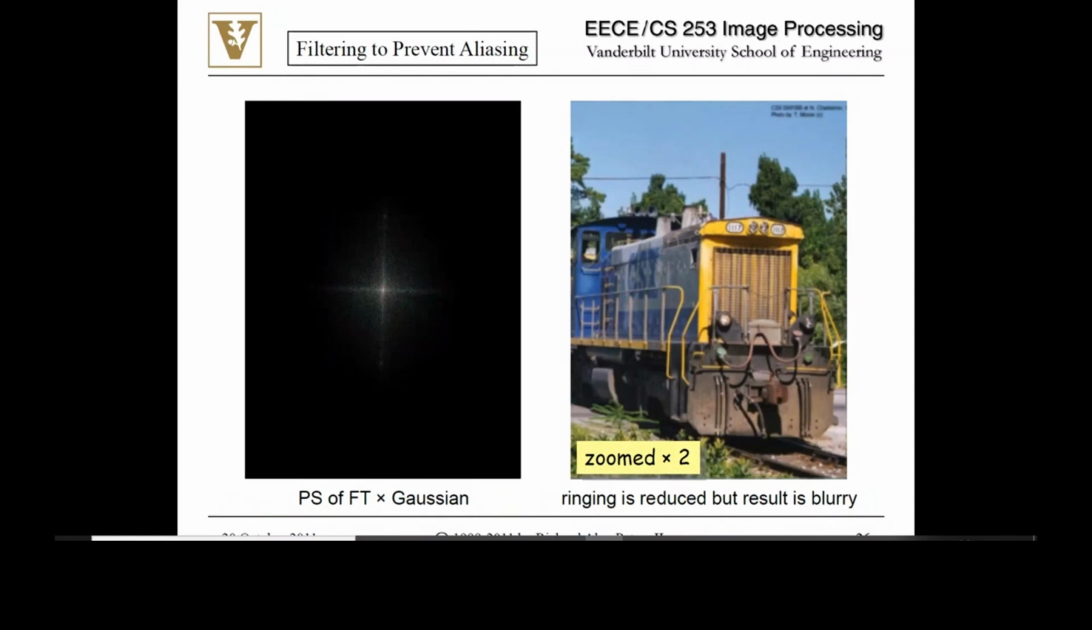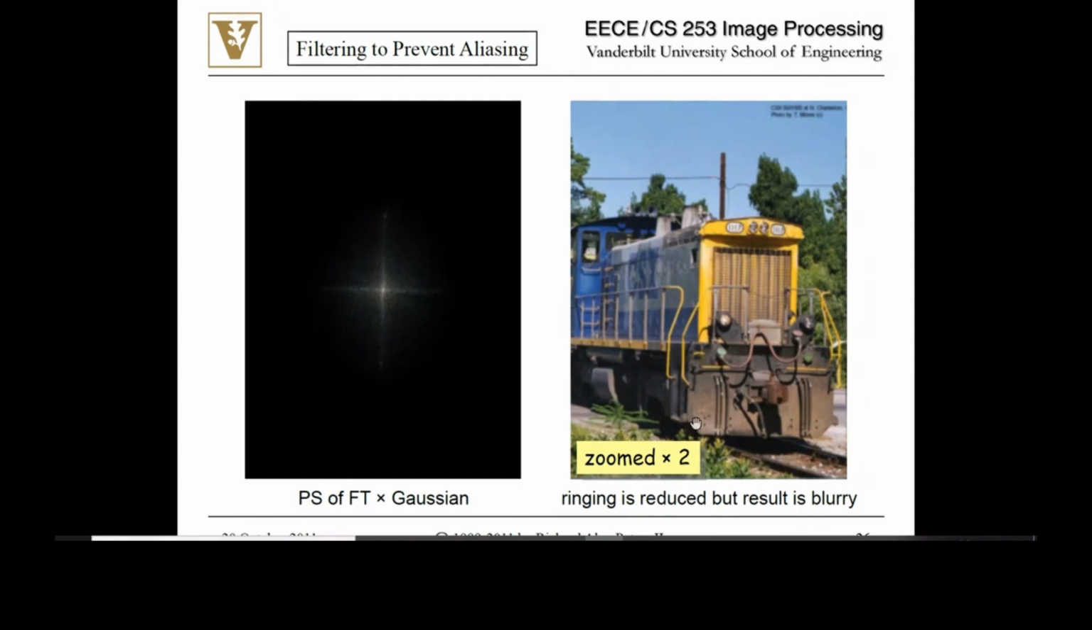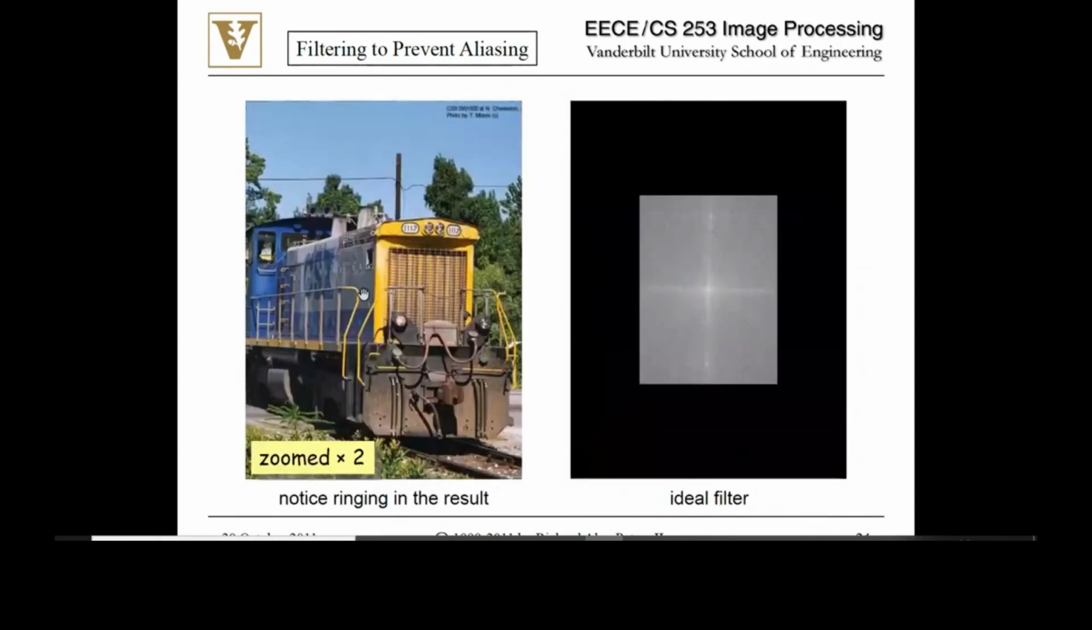So we have this power spectrum. This is the power spectrum of the Fourier transform of the original image times the Gaussian. This is how it looks. And then we have reduced the ringing, but the result is blurry. So actually, this is the result. I didn't mention it, but this is the result with the ideal filter.